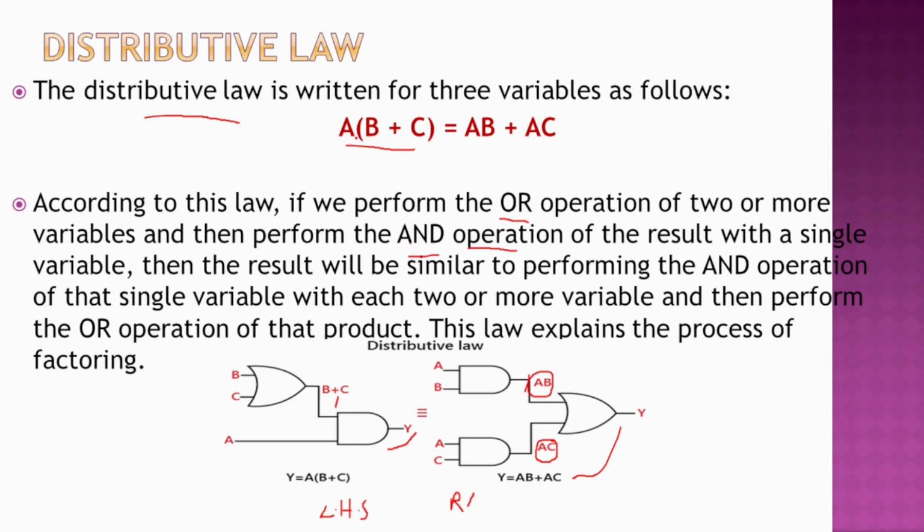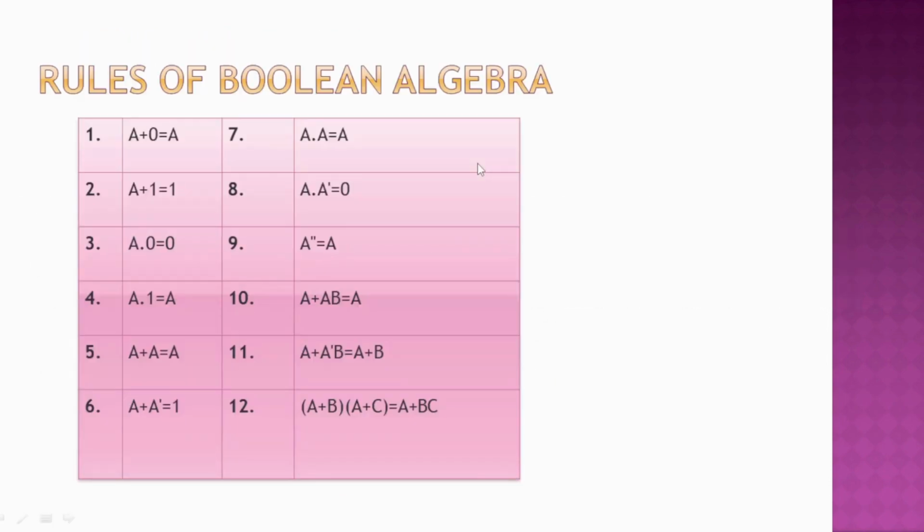If you substitute any values, for example A equal to 0, B equal to 1 and C equal to 0, you are going to get the same value for LHS as well as RHS. These are some of the rules used in our simplification process to get an answer.